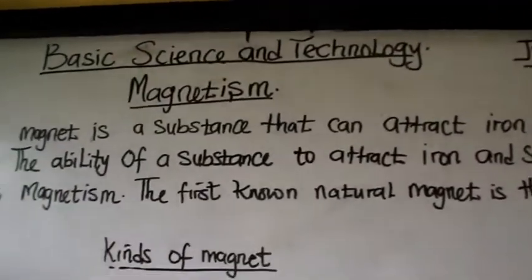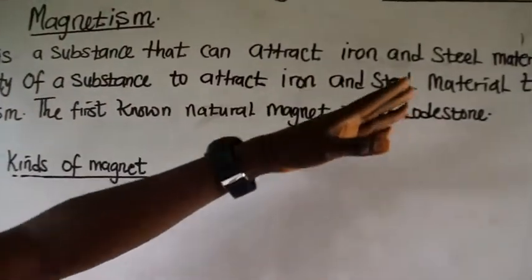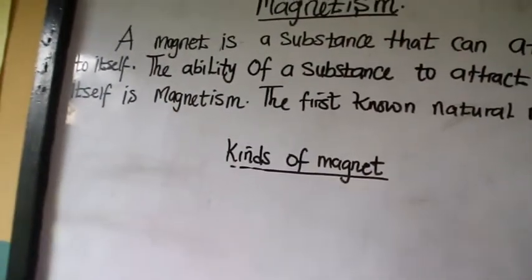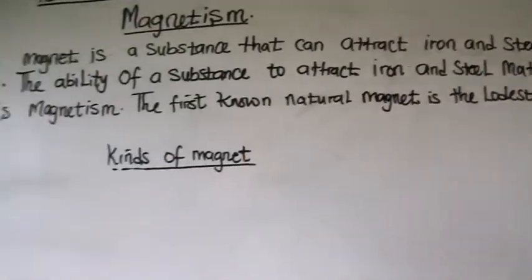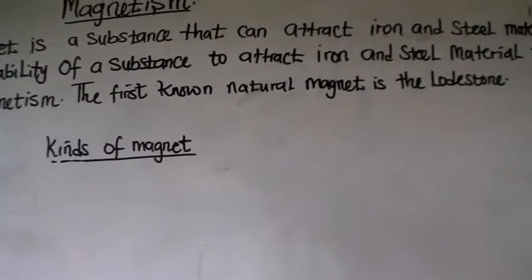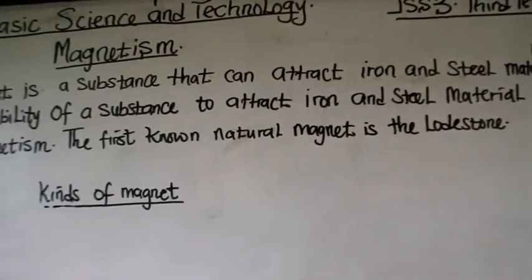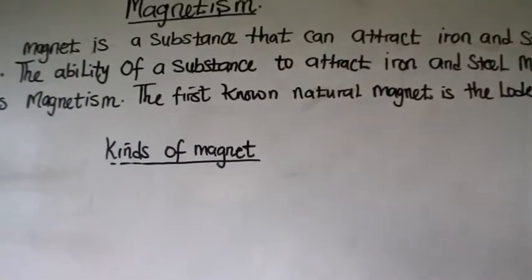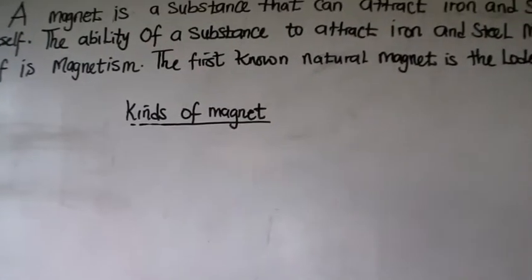The ability of a substance to attract iron and steel material to itself is called magnetism. The first known natural magnet is the lodestone. I'm going to give you the history of magnet briefly before we look at kinds of magnet.